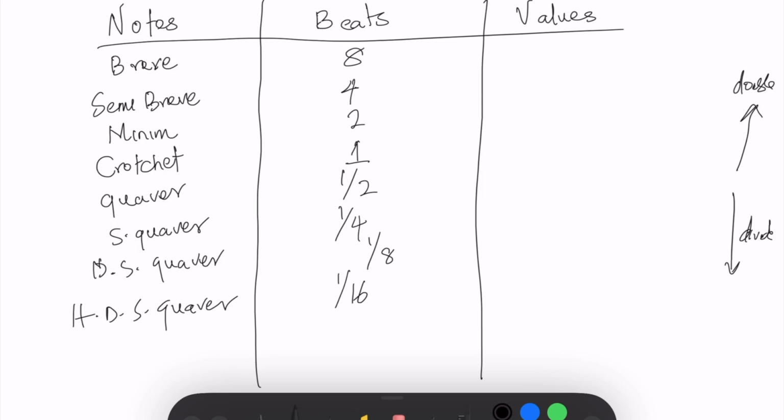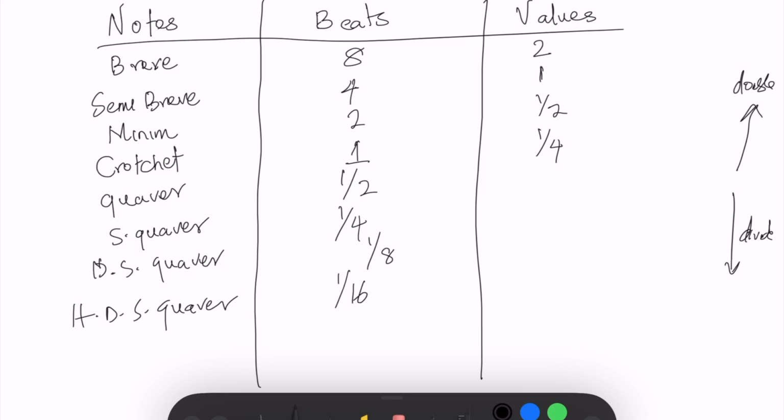In terms of their values, we also need to know one, like we did for beats. The value for crotchet is 1/4. We will see why that is 1/4 in subsequent lessons. But for now, just know this value as 1/4. And we do the same. If we double this, this will be half, and semi-brief will be 1, brief will be 2.